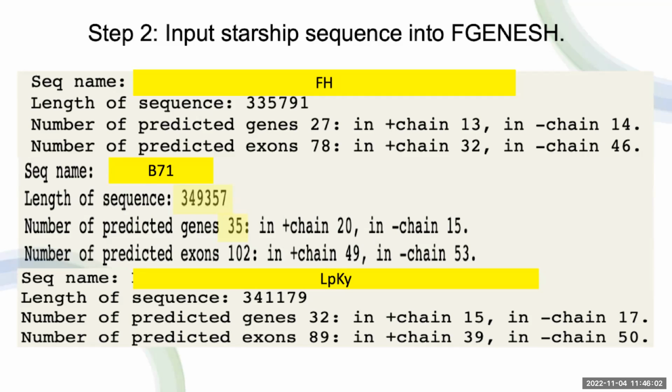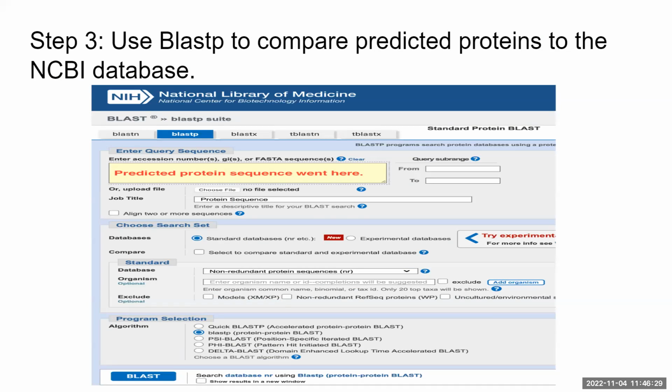Then FH and LPKY were predicted with help from the lovely Blake. So we worked together on finishing these up. They had 27 and 32 genes between them, relatively close in number to the gene content of B71, but then we wanted to see which genes were conserved among these 3 strains, if any. So we took the gene predictions, inputted the predicted protein sequences into BLASTP, and blasted them against a database of Magnaporthe genes. So we put the organism Magnaporthe right there and hit blast.